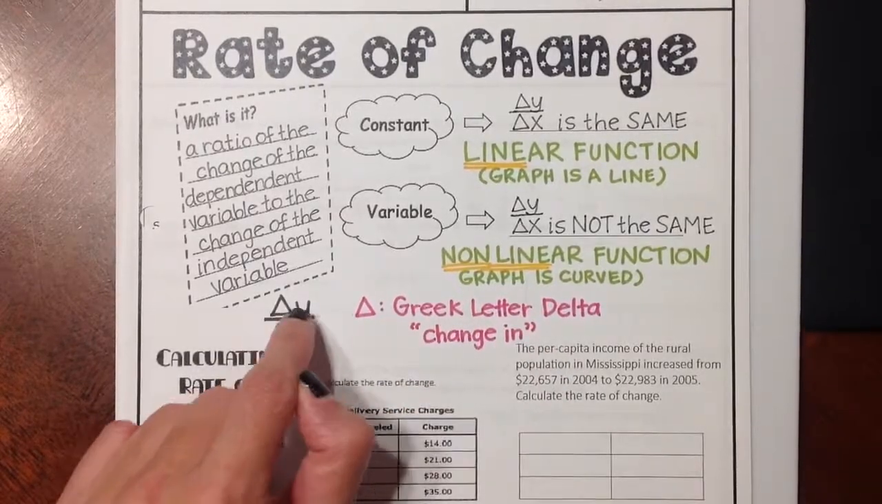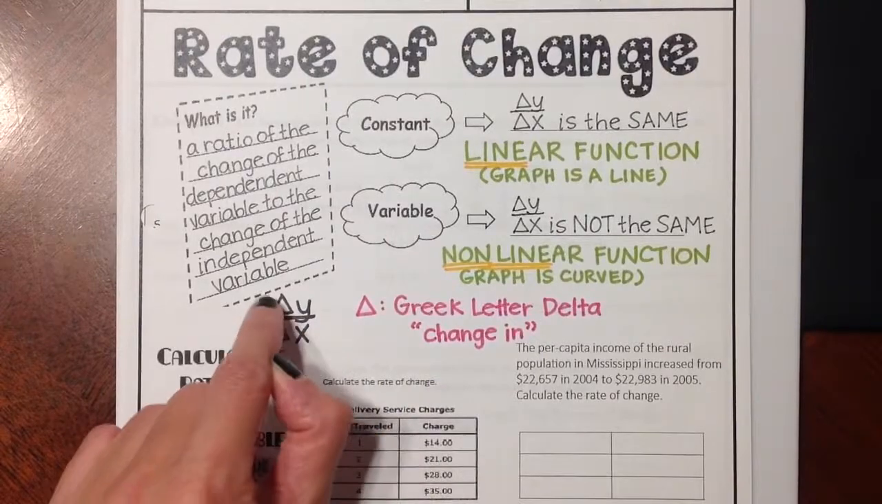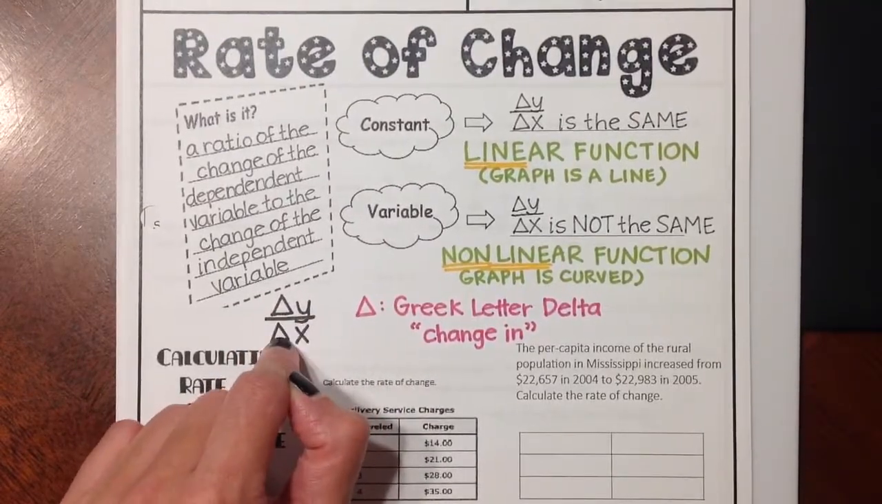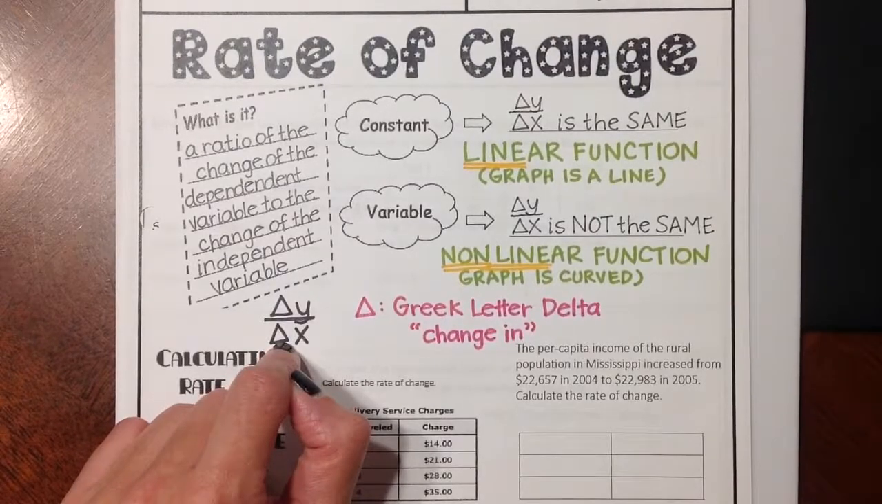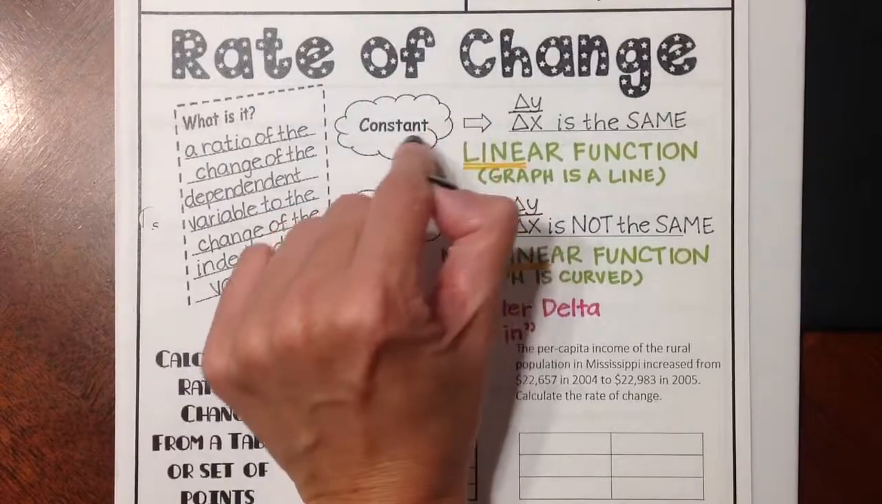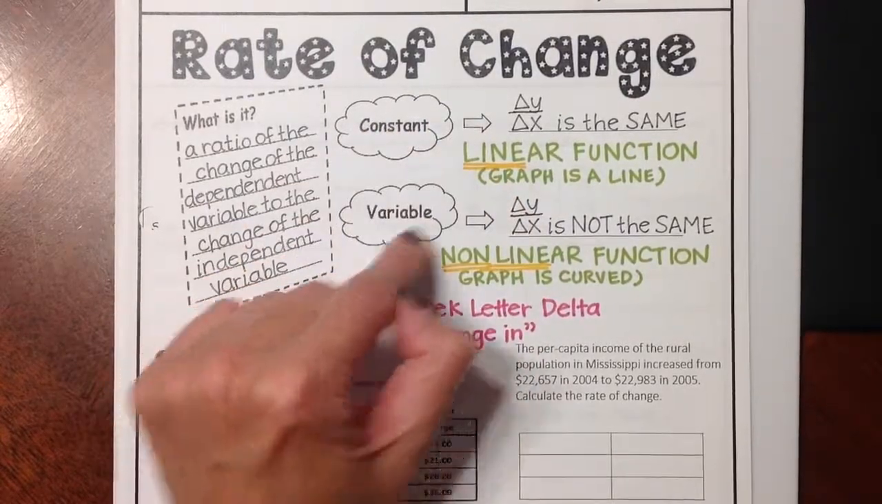So I don't say delta y over delta x. You would say change in y over change in x. And if you're finding the change in something, two numbers, you're going to want to subtract. So we will be using subtraction. Now, your rate of change can be constant or variable.